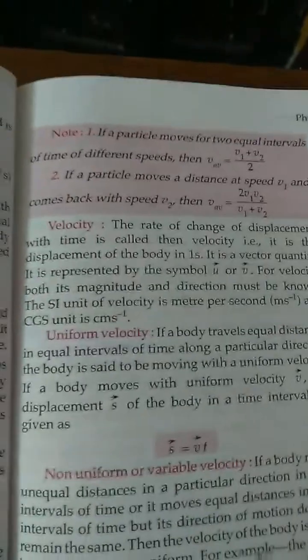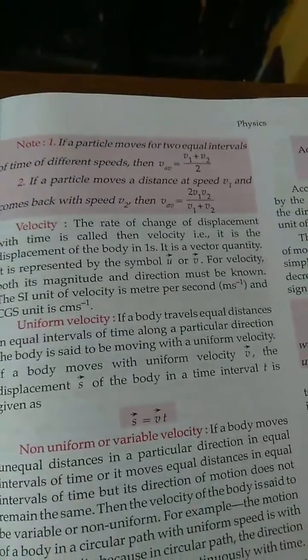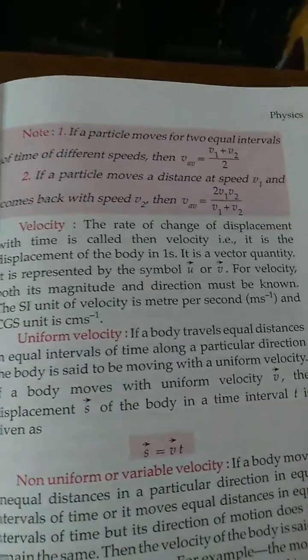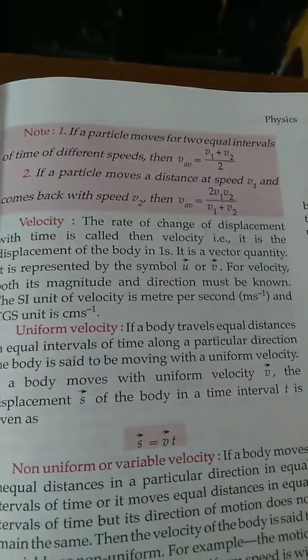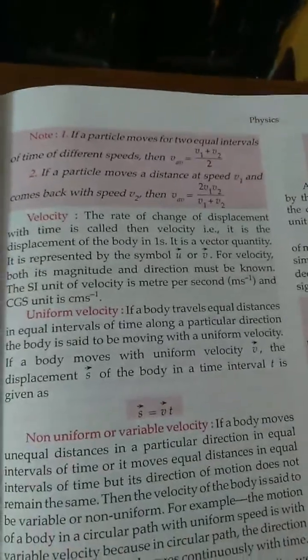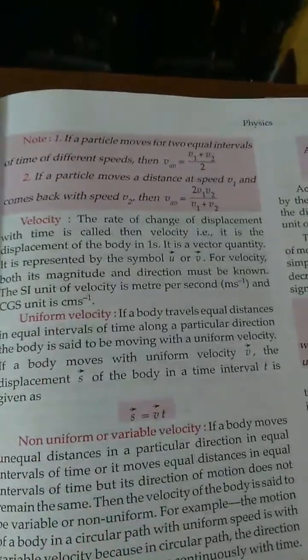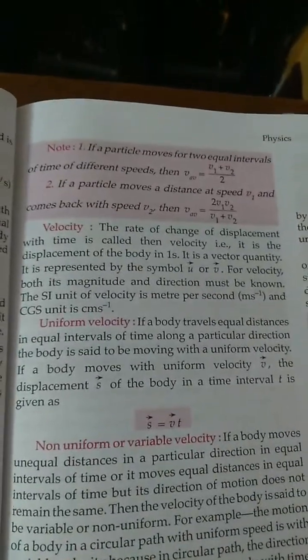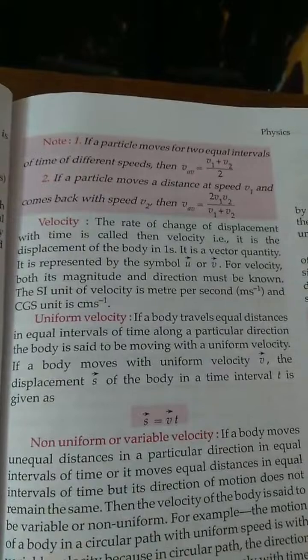Note 1: if a particle moves for two equal intervals of time with different speeds, then v average equals v1 plus v2 divided by 2. If a particle moves a distance at a speed v1 and comes back with a speed v2, then v average equals 2 v1 v2 divided by v1 plus v2.